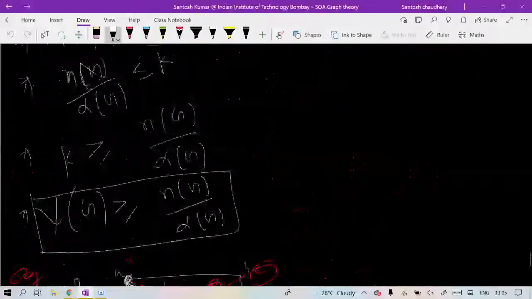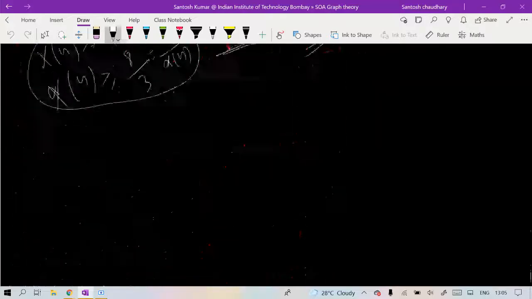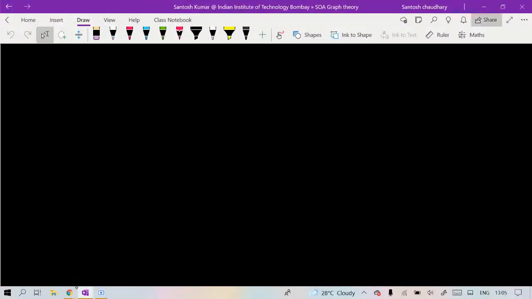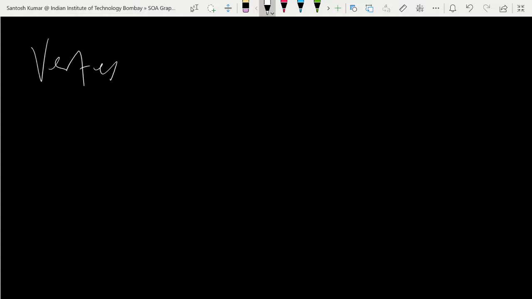So, in the last class, we did the lower bound of chromatic number. Let me continue. In this class, we can see the upper bound of chromatic number. So, for that, let me start with the topic: vertex coloring and upper bound.